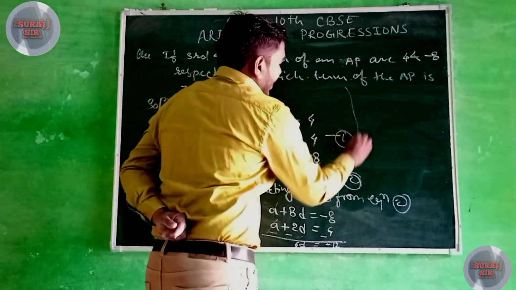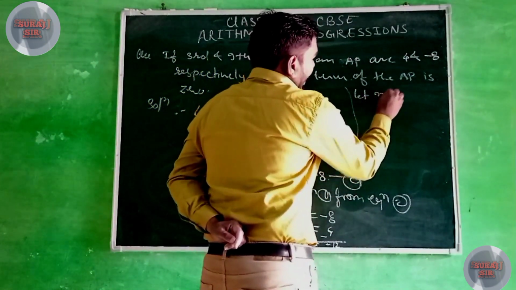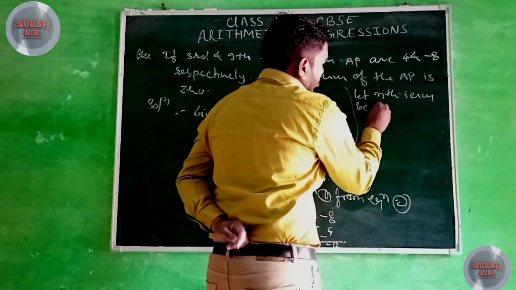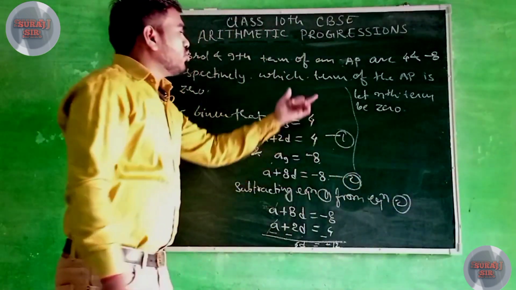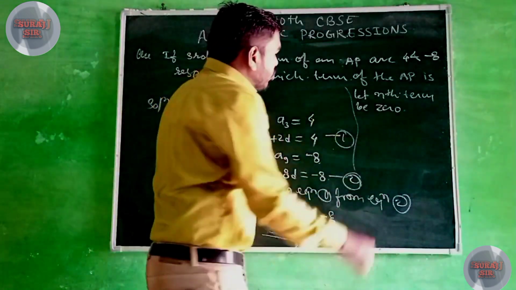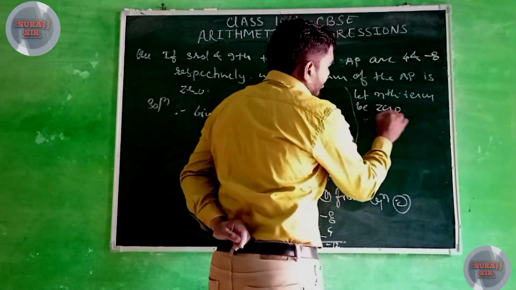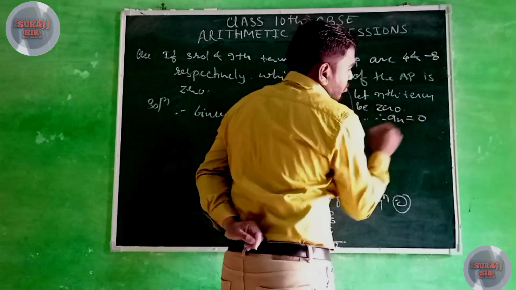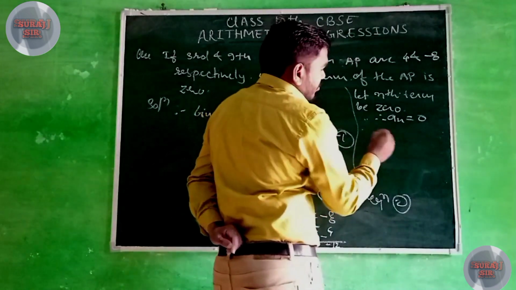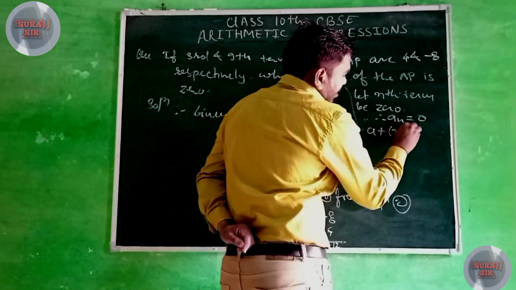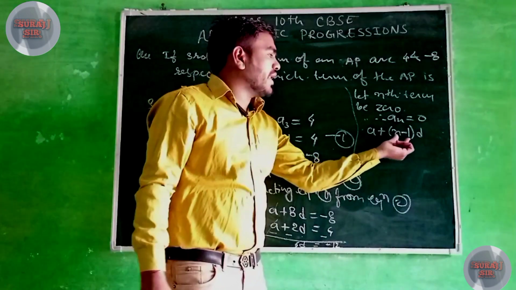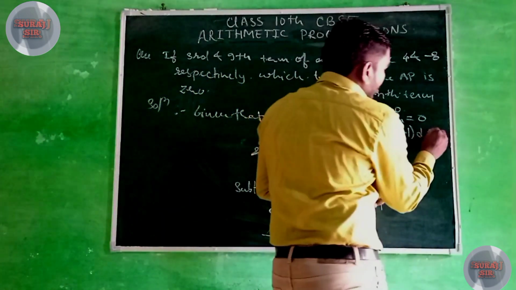Suppose, let the nth term be 0. Which term is 0, if it is asked, then we assume, let the nth term of this AP be 0. So an must be equal to 0. And we know that an is A plus n minus 1 into d, right? So from here we can calculate the value of n, since it is equal to 0.